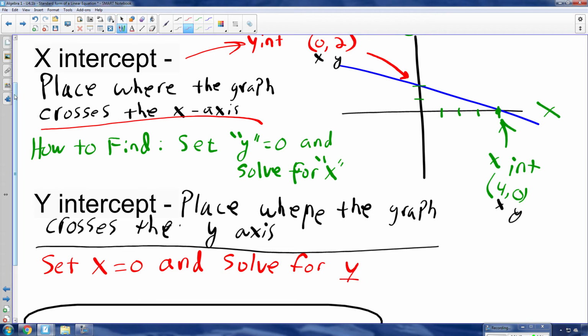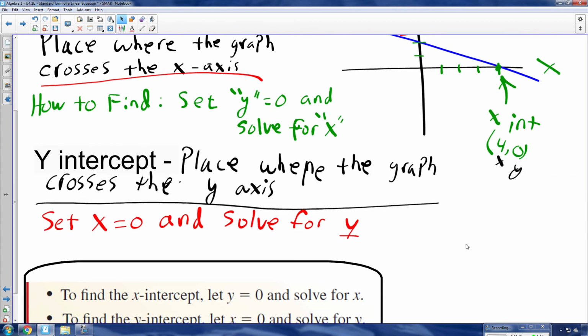Now what's happening is that the x value tells how far to the left or the right we are if we're on this line. How far to the left or to the right am I right now? I'm not. I'm on the direct center. So the x is going to be 0 at the y-intercept. Notice that they're the opposite variable.